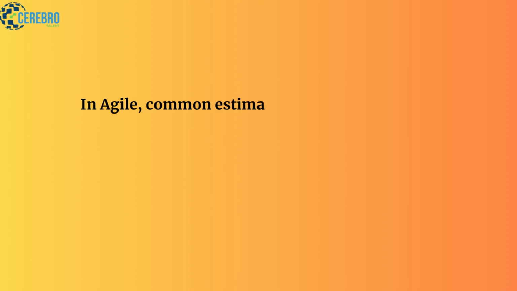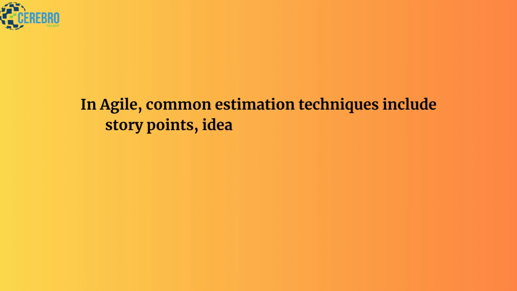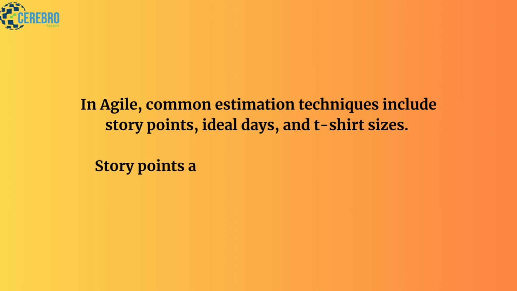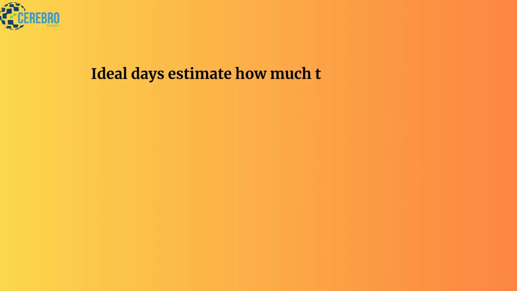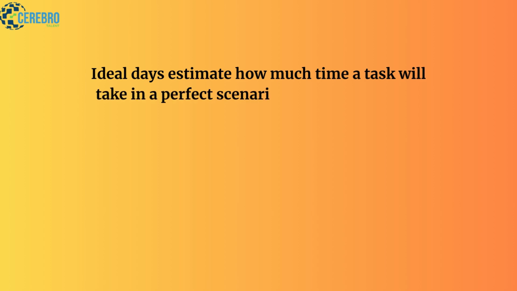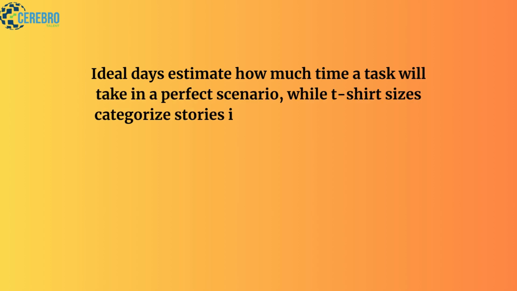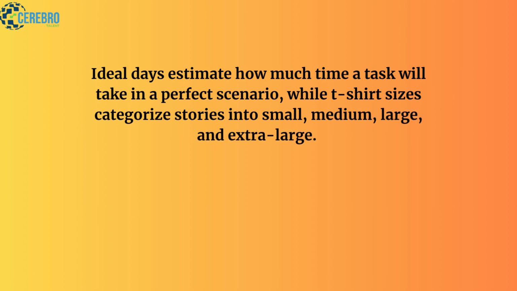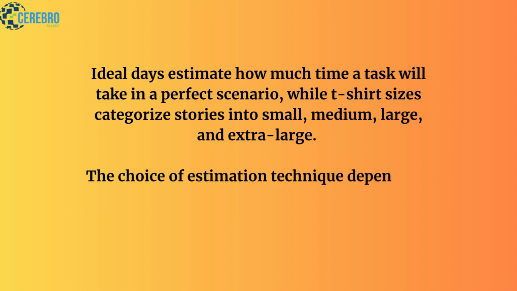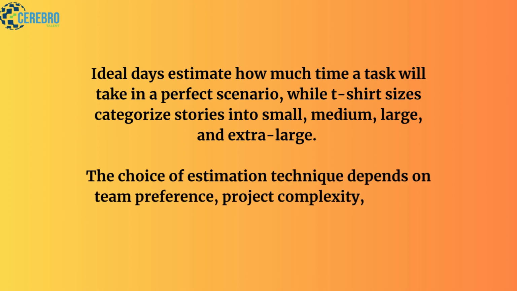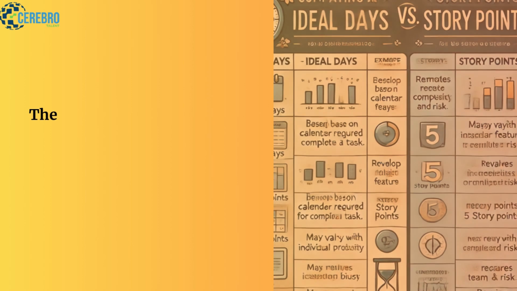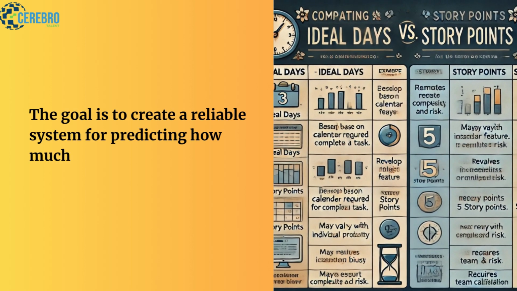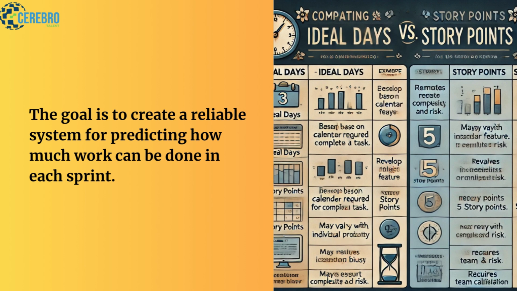In Agile, common estimation techniques include story points, ideal days, and t-shirt sizes. Story points assign a numerical value to user stories based on their complexity. Ideal days estimate how much time a task will take in a perfect scenario, while t-shirt sizes categorize stories into small, medium, large, and extra large. The choice of estimation technique depends on team preference, project complexity, and the level of granularity needed for planning. The goal is to create a reliable system for predicting how much work can be done in each sprint.